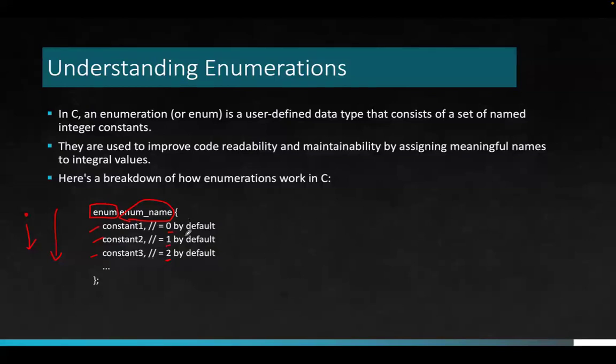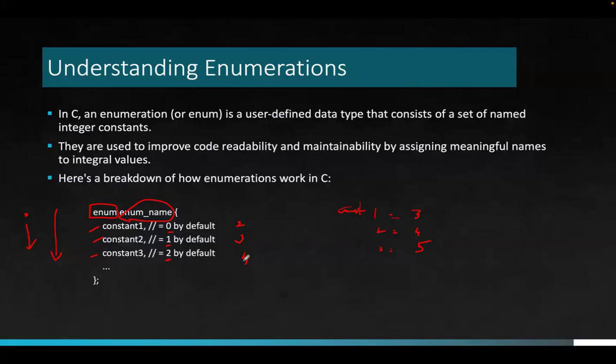Let's say you don't want to assign 0 to constant 1. Then you just assign 2 here, and 4 at the end, so 3 will automatically be assigned to the middle one. This is one way of doing it. Or else you just assign const 1 equal to 3, and for the rest you don't need to assign anything. Automatically the compiler increments and assigns one after the other. So it assigns 3, 4, 5: const 2 is equal to 4, const 3 is equal to 5. This is the beauty of enums.